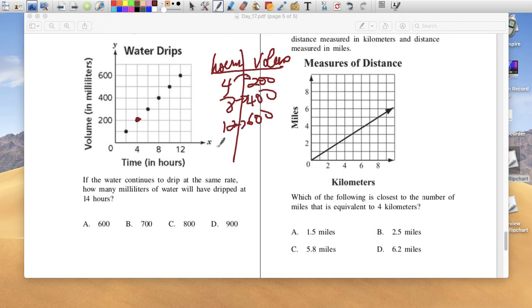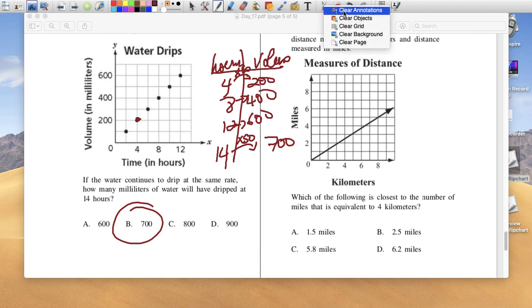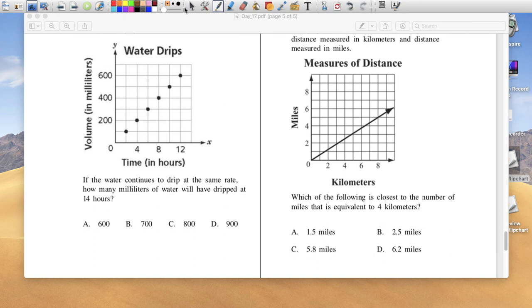Then we can write 14 hours over here, right? So the relationship is, just divide 200 by 4, and you're going to get 50. So everything here is times 50, times 50. So the relationship here is times 50. So at 14, times 50, and you're going to get 700. So in 14 hours, you expect 700. Okay. Now, honestly, you could have just used the graph to get your answer.